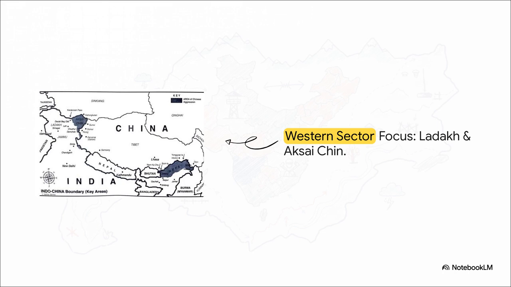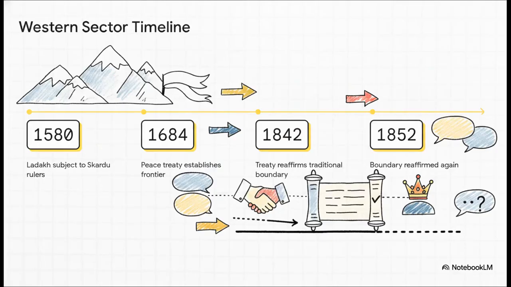The core disagreement is basically this. China contends the Sino-Indian boundary has actually never been formally delimited and requires fresh, modern negotiation. India, on the flip side, argues the boundary has already been firmly established by centuries of custom and very specific treaties. Let's look at the actual historical timeline India uses to back this up, as detailed in our sources.